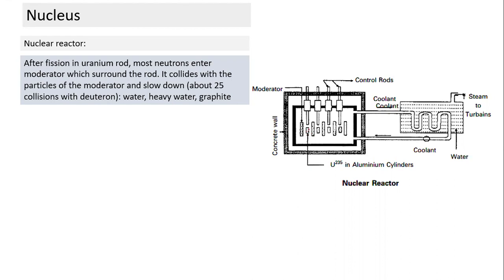So basically, moderators are placed between two uranium rods. When neutrons from the fission reaction get released, traveling at high energy, before they reach the adjacent uranium rod, they are made to pass through the moderator, and the role of the moderator is to slow them down. It collides with the particles of the moderator, and a number of collisions take place and it slows down.